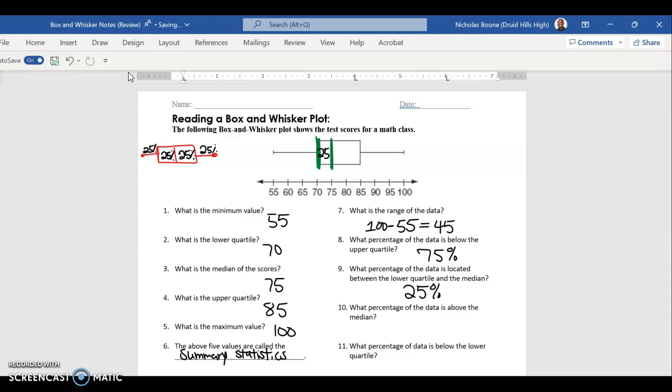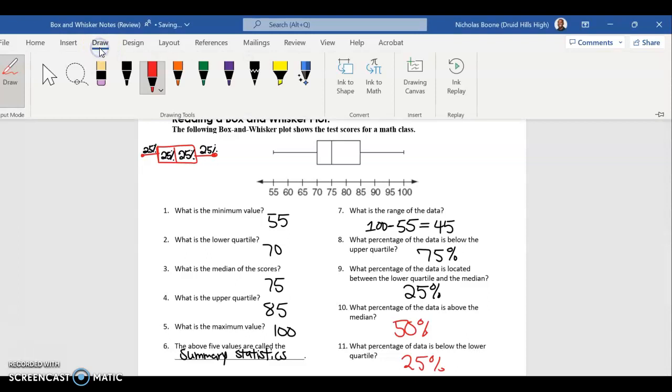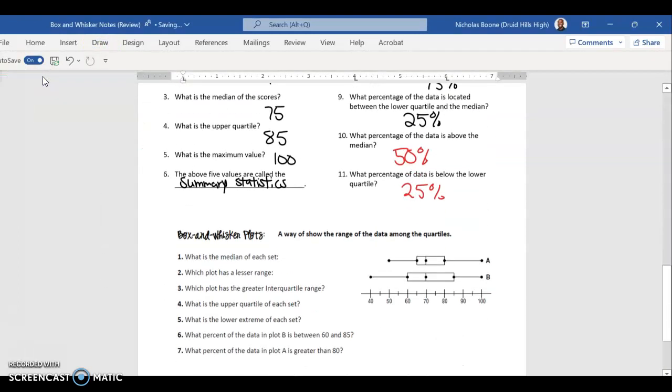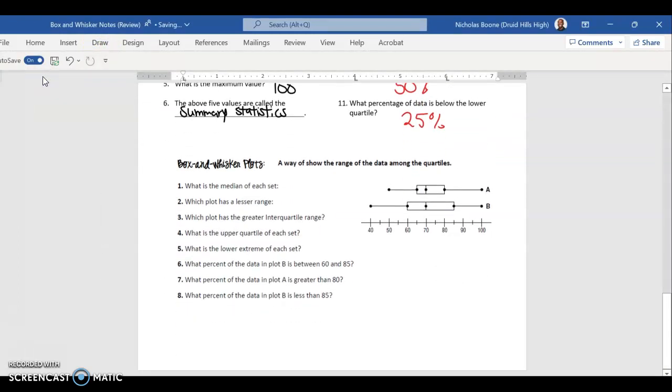Now, I want you guys to try to answer number 10 and 11, see what you can get. All right, last thing, I want you to see if you can answer the questions below. I want to see if you can identify or compare two sets of data. Essentially, look at these sets of data, box plot A and box plot B, and see if you can answer the questions for this information.